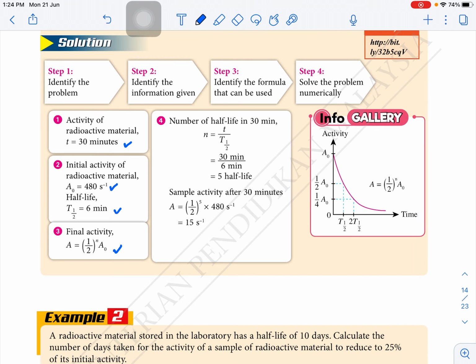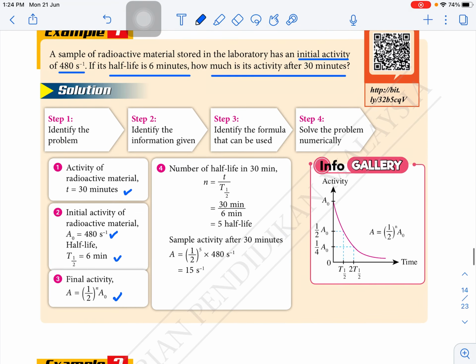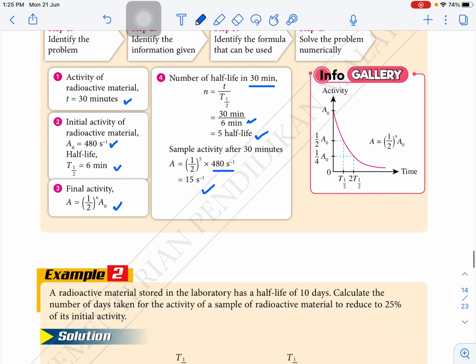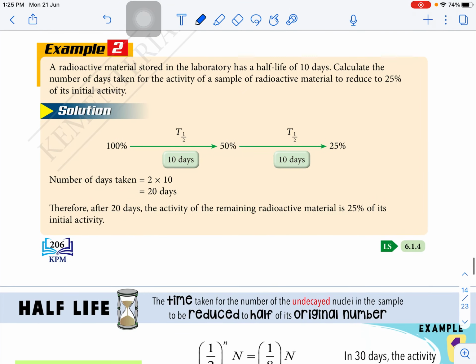So what is the number of half-lives for 30 minutes? The half-life is 6 minutes. So 30 minutes divided by 6 minutes, we get 5 half-lives. So use the equation A equals half to the power of n, where n is 5, times the initial activity, 480. So we get 15 and the unit is counts per second. So that is example 1.